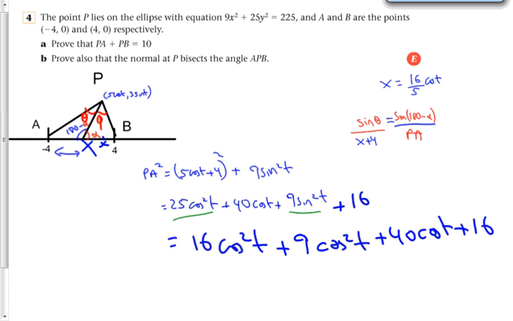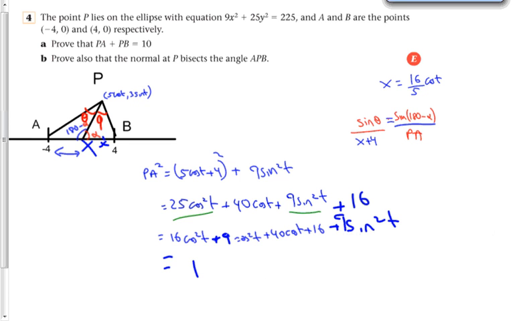What can I do with the 9 sine squared t and 9 cos squared t? What does that become? That equals 9. Okay, so this simplifies to 16 cos squared t plus 40 cos t, and you've got the 16 here still, and you've got the 9 because these two terms just become 9, plus the 16, so you've got plus 25.